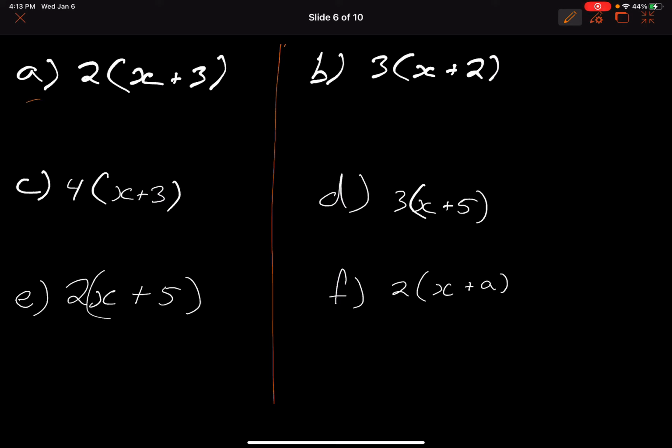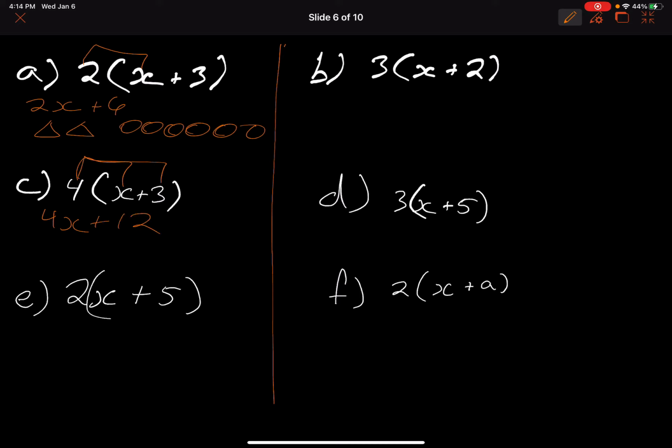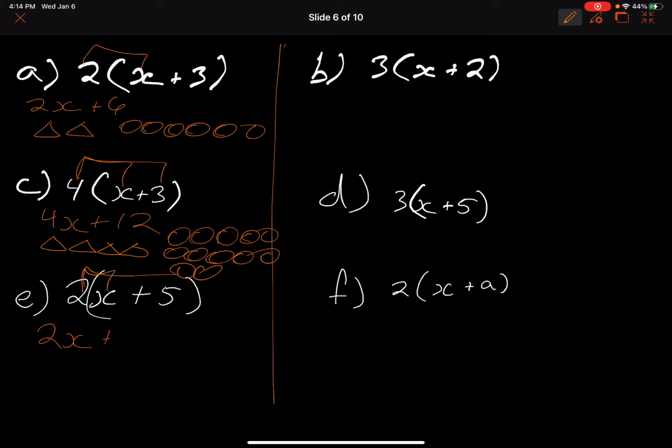All right, so this would be 2x plus 6, and that would be 1, 2, 3, 4, 5, 6. All right, this would be 4x plus 12, right? And 1, 2, 3, 4, 1, 2, 3, 4, 5, 6, 7, 8, 9, 10, 11, 12. And this is 2x plus 10. Okay, and I'm only just going to do half of these to make the video a little shorter for you guys.